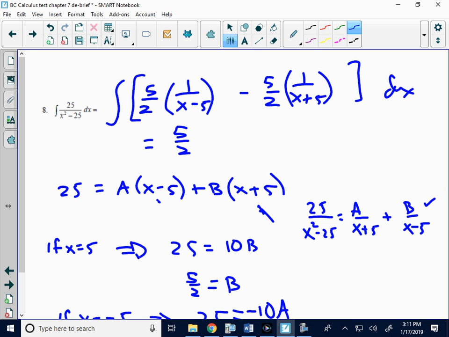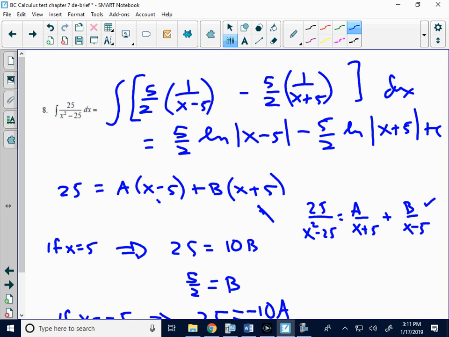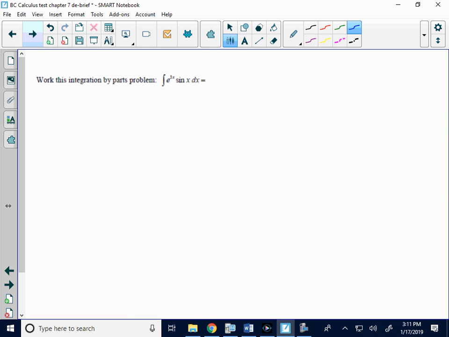5 halves natural log absolute value of x minus 5, minus 5 halves natural log absolute value of x plus 5, plus a constant. You can combine those if you want. You don't have to. This is the one that we did in class. Derek helped us out with that, maybe.